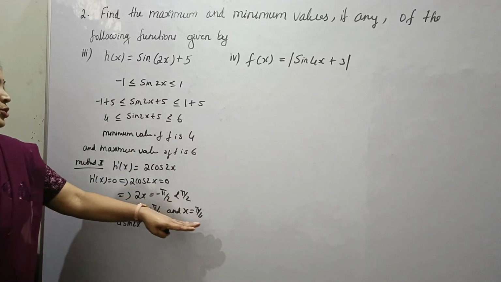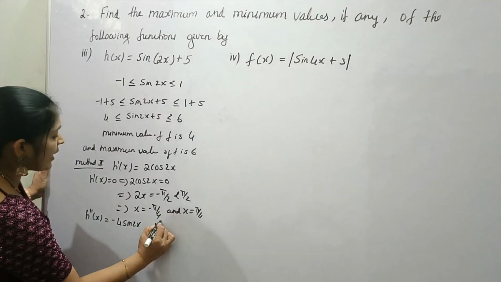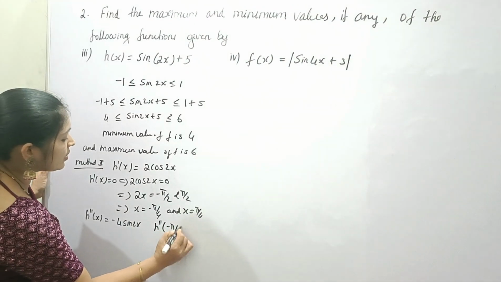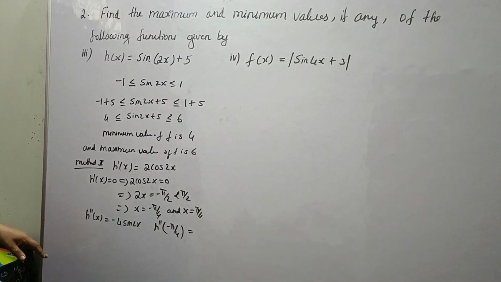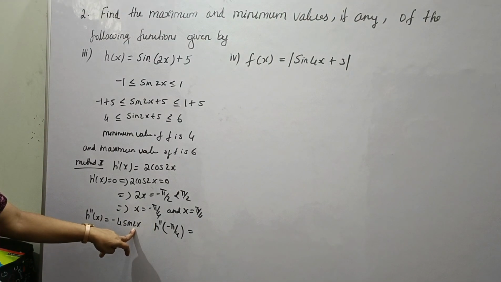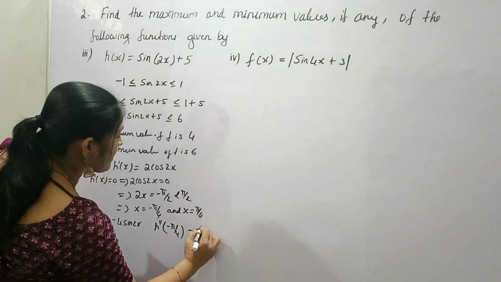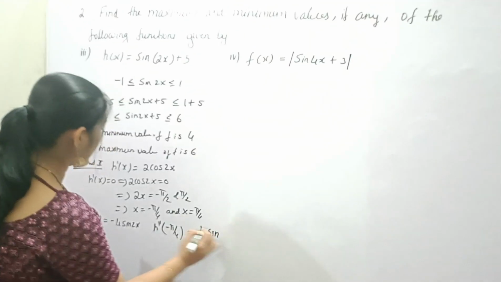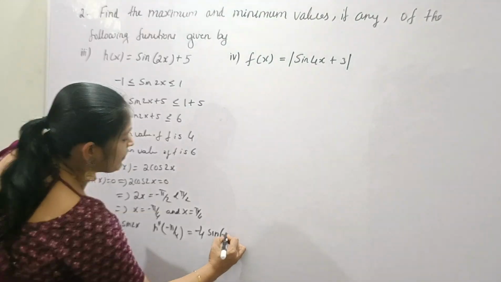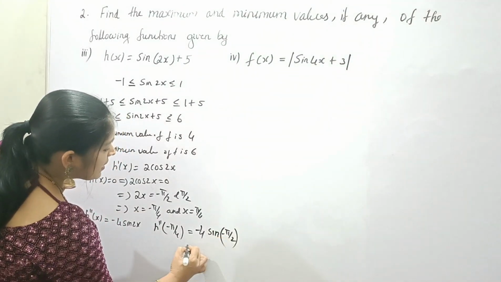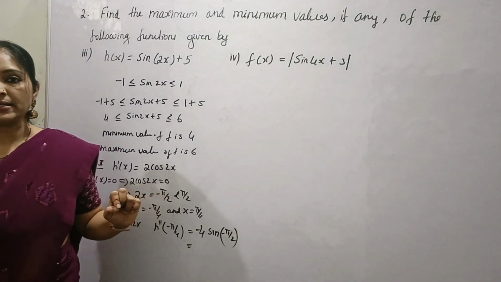Next, substitute these critical values. So you will get h double dash of minus pi by 4 equal to, substituting x is equal to minus pi by 4, minus 4 into sine of 2 into minus pi by 4, that will be minus pi by 2. And we know that sine of minus theta is minus sine theta.